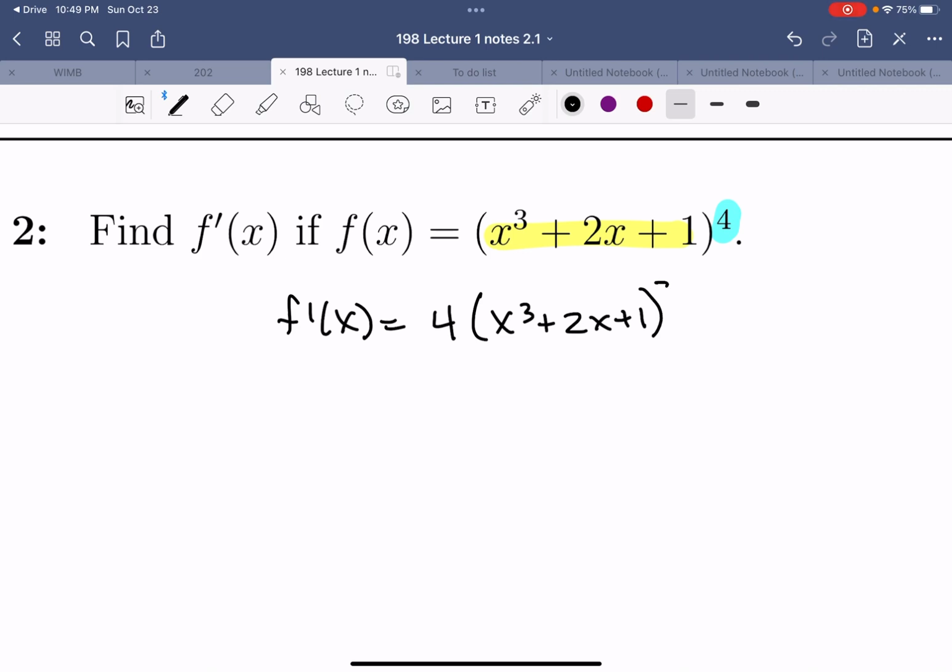So right now we're taking the derivative of the power. Then we want to multiply by the derivative of the inside. So we're going to multiply by 3x squared plus 2. And really, I can't combine anything. If you want to, you could take this one times this one, but you don't have to. You can leave it factored.